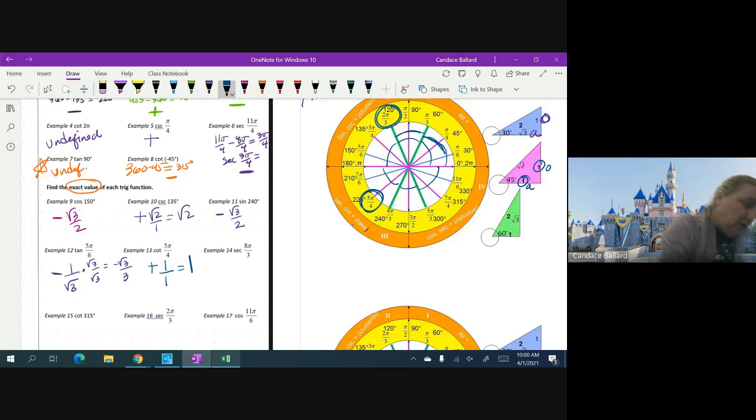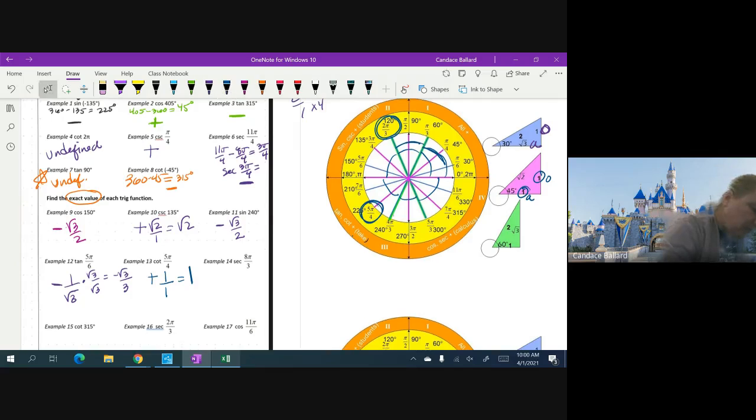So I'm in quadrant 2. I know that secant, according to my orange ring, has got to be negative. What color is my reference triangle, everyone? Perfect, it's green, which means it's a 60-degree reference triangle. Secant is the hypotenuse over the adjacent. So hypotenuse is 2, adjacent is 1. My final answer would just be -2.